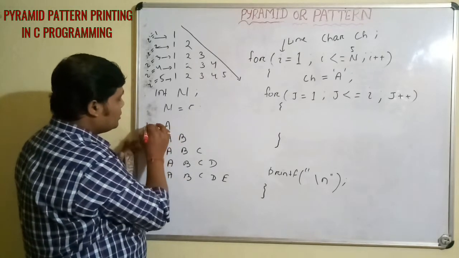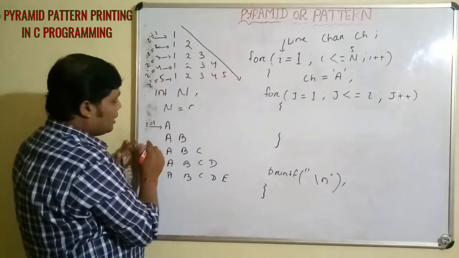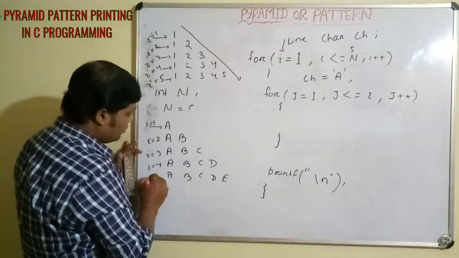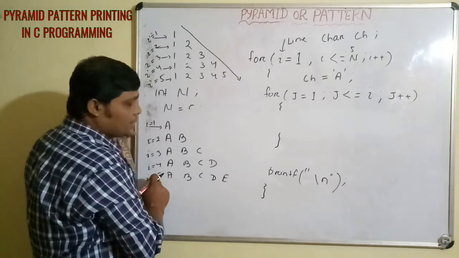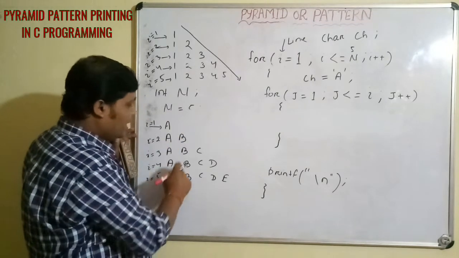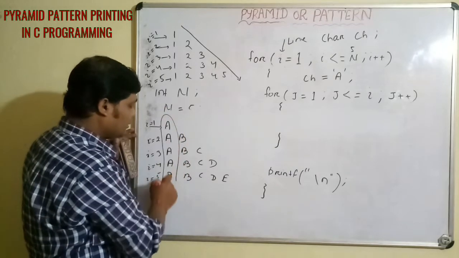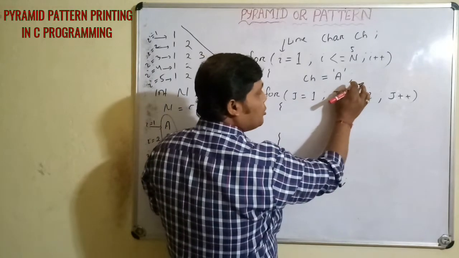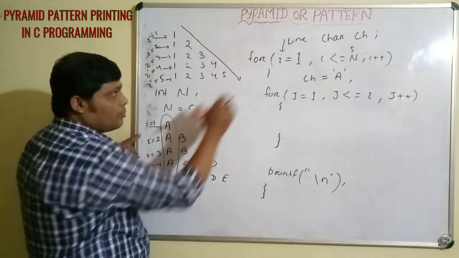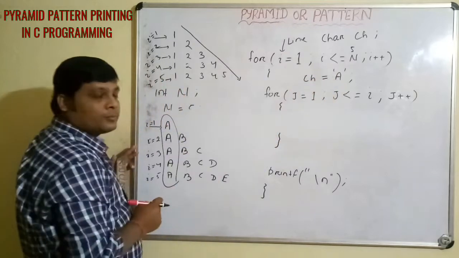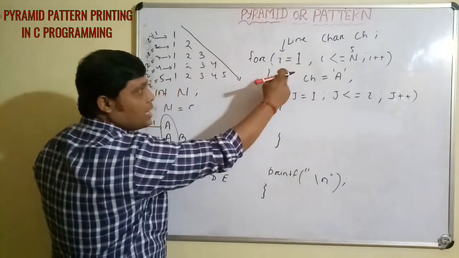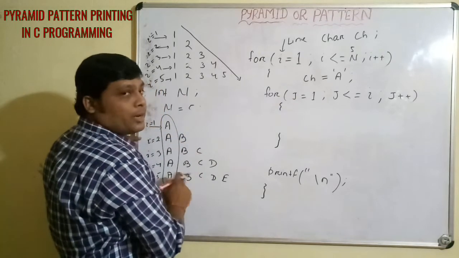For each line, this is I value 1, just see, I value 2, I value 3, I value 4. For each I, CH starts from what? A. So inside the I loop, I have to take CH equal to A. You can see here I have written CH equal to A inside the I loop. Why? You understood? Because for each I, CH starts from A. If I write this CH equal to A here and I modify the CH value, then for each I value, CH will be modified.